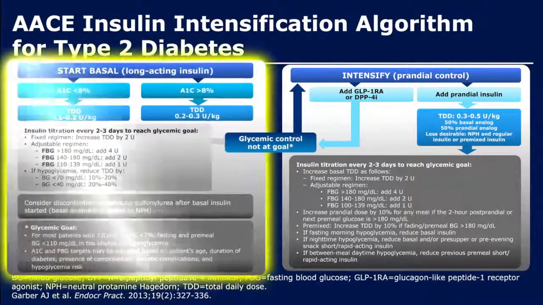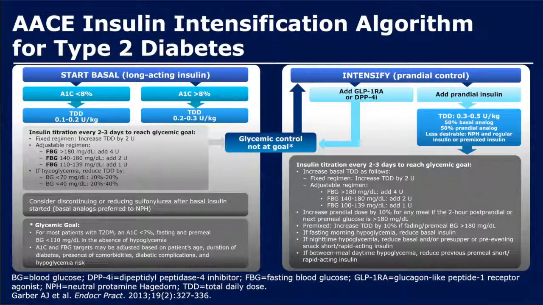As shown on the left, start basal, long-acting insulin in patients whose A1C is less than 8% at a total daily dose of 0.1 to 0.2 units per kilogram, and start those whose A1C is greater than 8% with a total daily dose of 0.2 to 0.3 units per kilogram. Then, titrate insulin every 2 to 3 days to achieve glycemic goal. Consider discontinuing or reducing sulfonylurea after basal insulin is started.